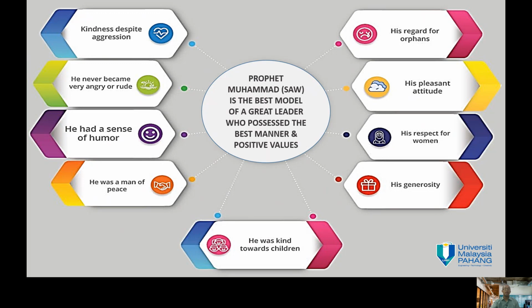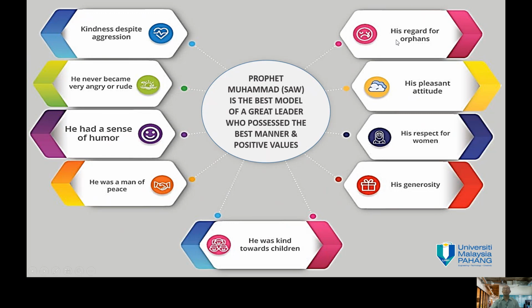And then he had a sense of humor, something positive when we are dealing with our friends. We make them happy with us, because we follow the good model of the Prophet Muhammad. And then he was a man of peace. He was also so kind towards children. That is why when we are dealing with children, we have to respect them.